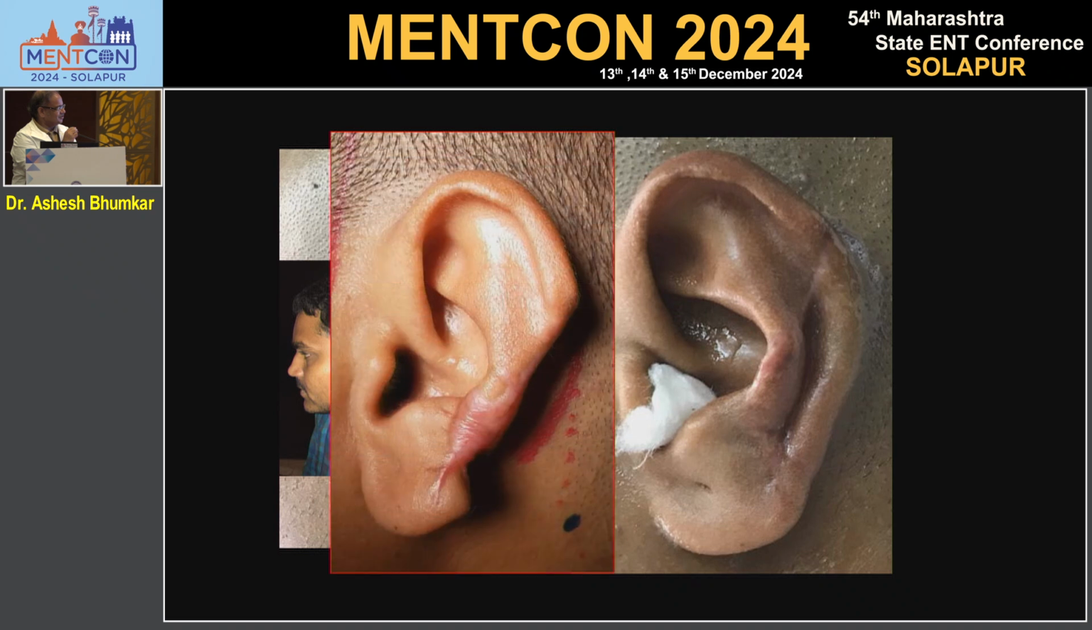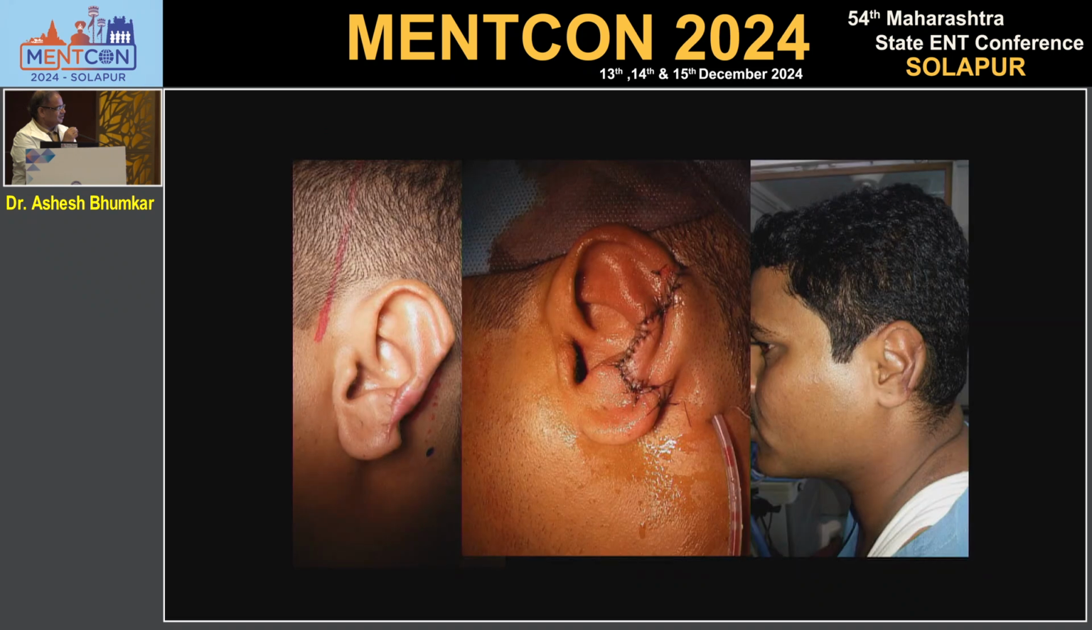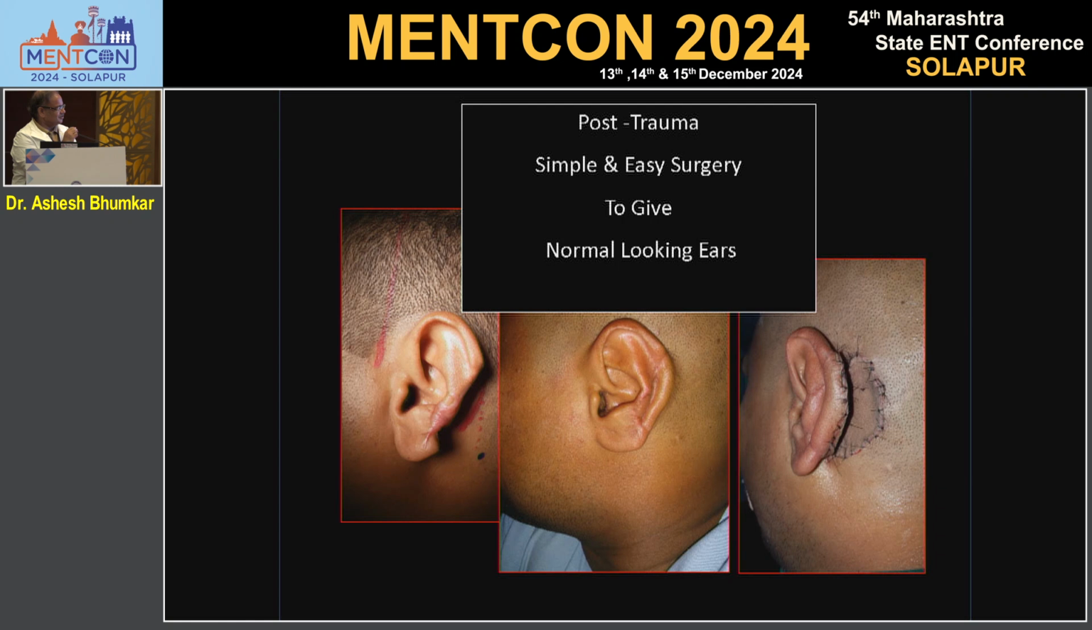This was the pre-op. When he came to us, this was the trauma. Again, you cannot use some soft tissue tunneling or something like that. You have to use a rib cartilage and make a good ear. This is the first stage, and in the second stage, you just lift the skin off. It's quite easy. Trauma cases are very easy.